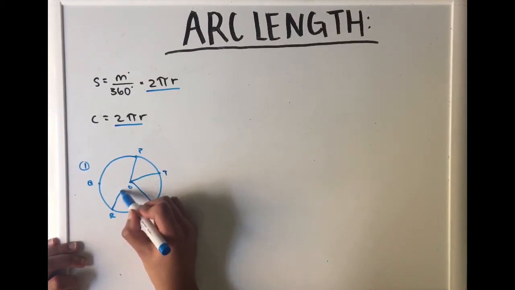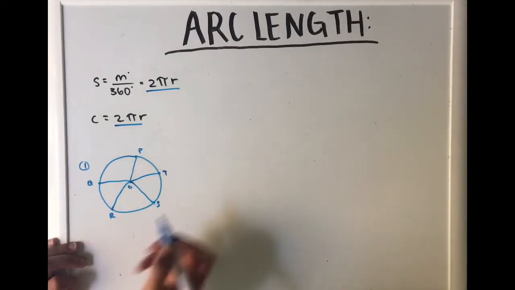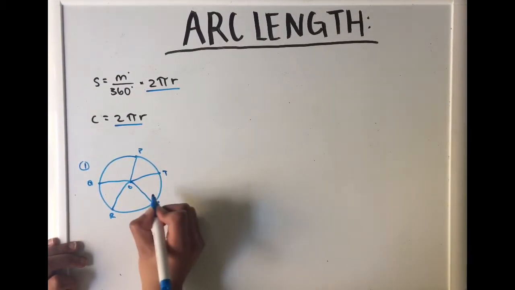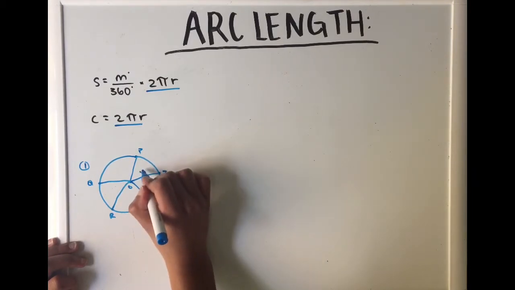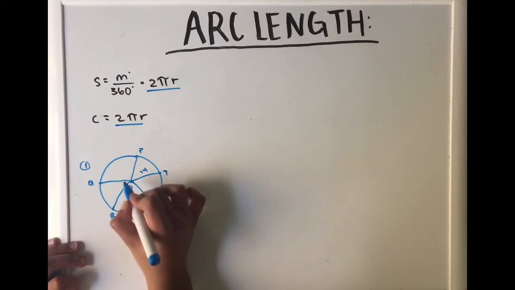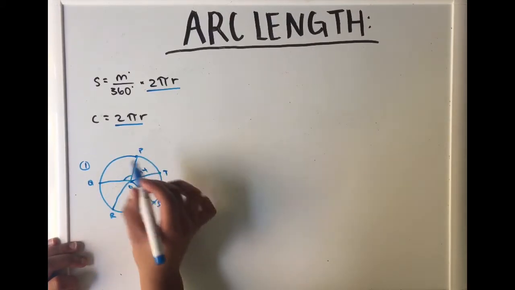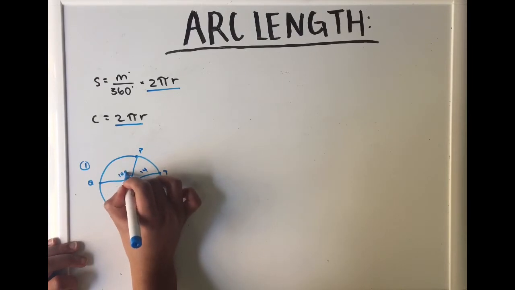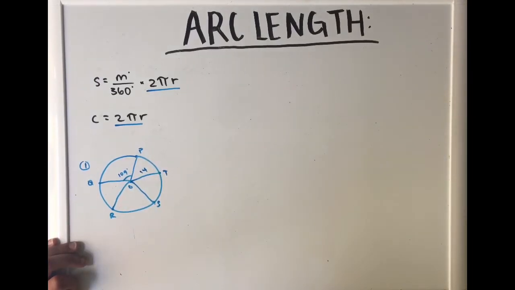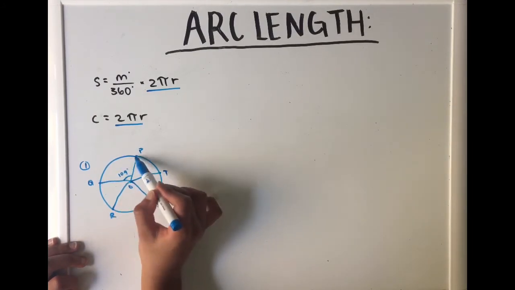So in this problem, the radius of the circle is going to be 14. We can write that anywhere because all of these are the radii. And then this angle POQ is going to be 109 degrees. Okay? And we're told to find the length of arc PQ. So arc PQ is right here.